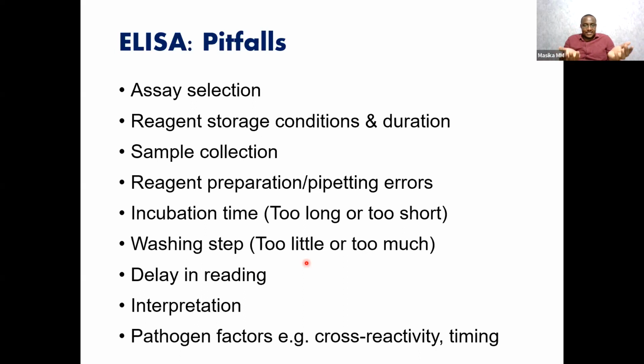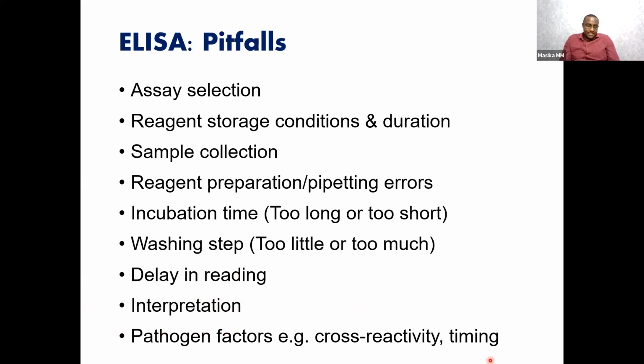This is fluorescence, or this dye, this substrate will decay, and within an hour, if you don't read it, the accuracy will be lost. And then the interpretation can also go wrong. You saw where we were looking at the levels, that if it is above this or below this, you need to conclude that it is positive or negative or invalid. So interpretation is also an area where you need to be careful, and also other pathogen factors.